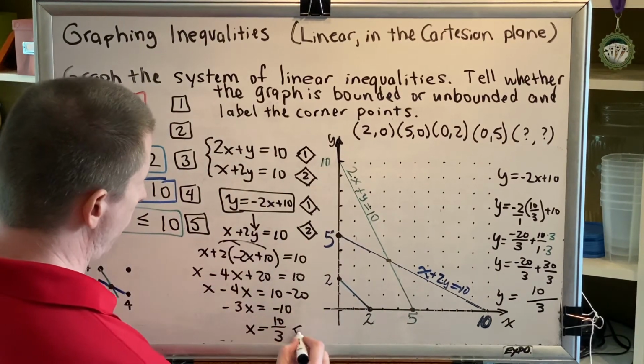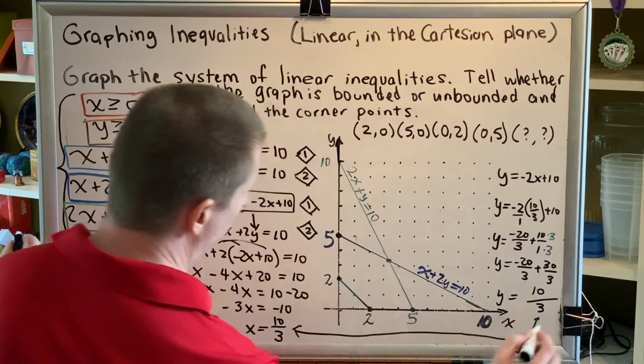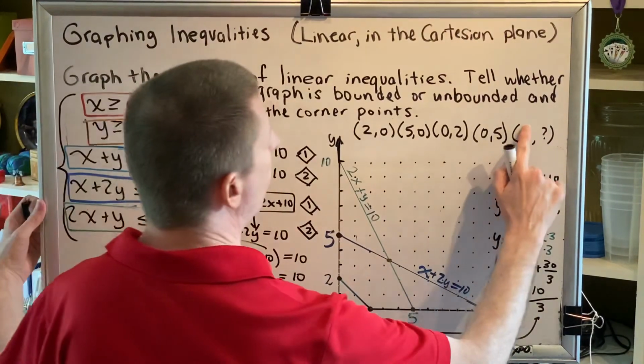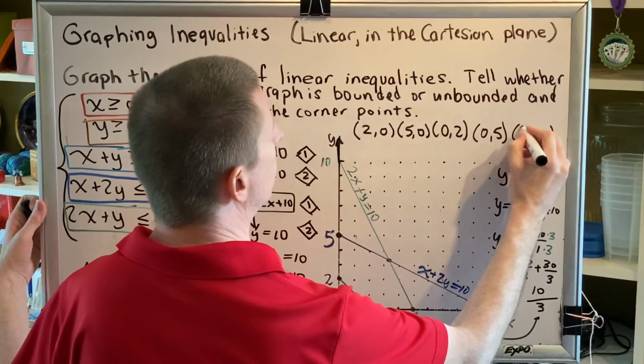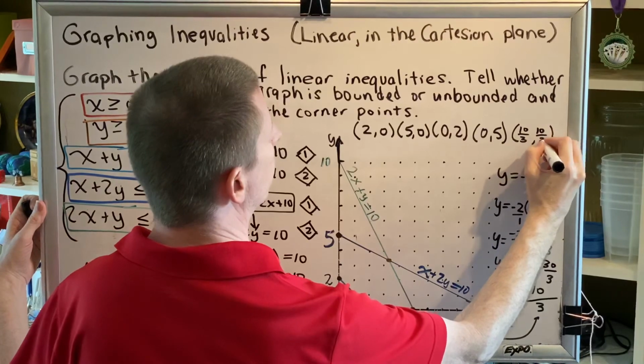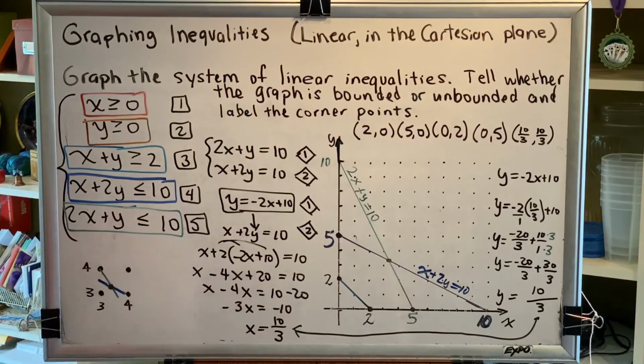Notice that I get the same value for each coordinate. So the fifth point that I've been looking for this whole time has coordinates (10/3, 10/3). And with that, we have completed this rather long problem.